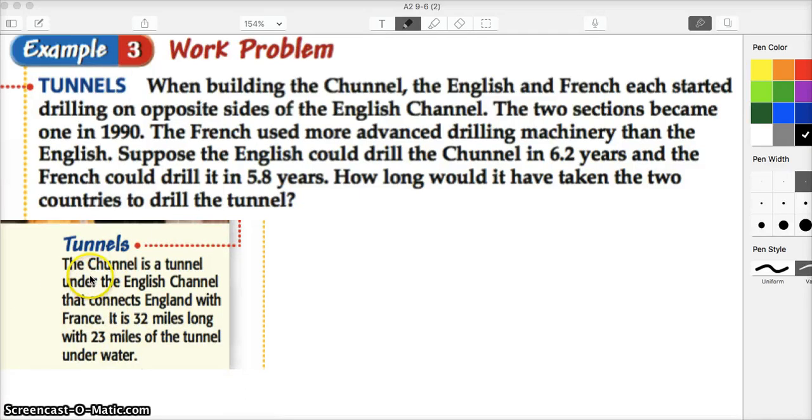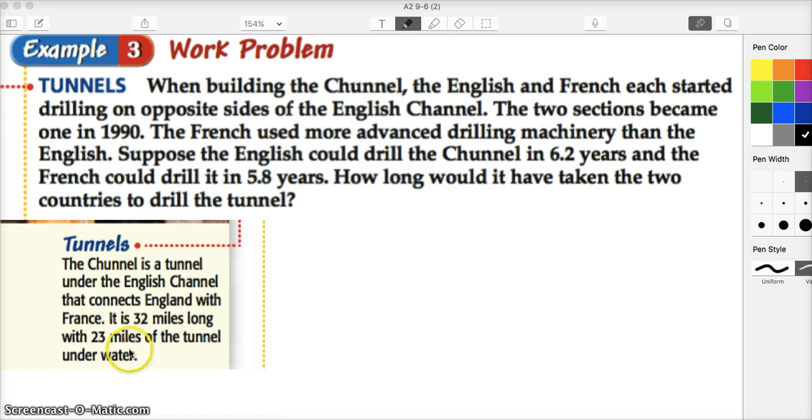Okay, so here's the deal. What we're talking about are tunnels. The Channel is a tunnel under the English Channel that connects England with France. It is 32 miles long, with 23 miles of the tunnel underwater. When building the Channel, the English and the French each started drilling on opposite sides of the English Channel. The two sections became one in 1990. The French used more advanced drilling machinery than the English. Suppose the English could drill the channel by themselves in 6.2 years, and the French could drill it in 5.8 years. How long would it have taken the two countries to drill the tunnel together?